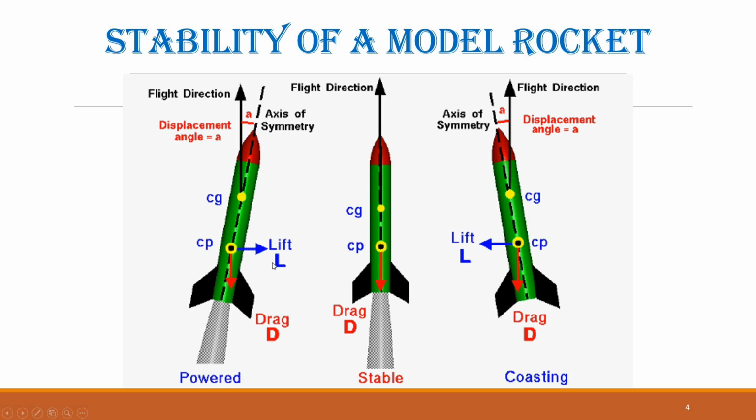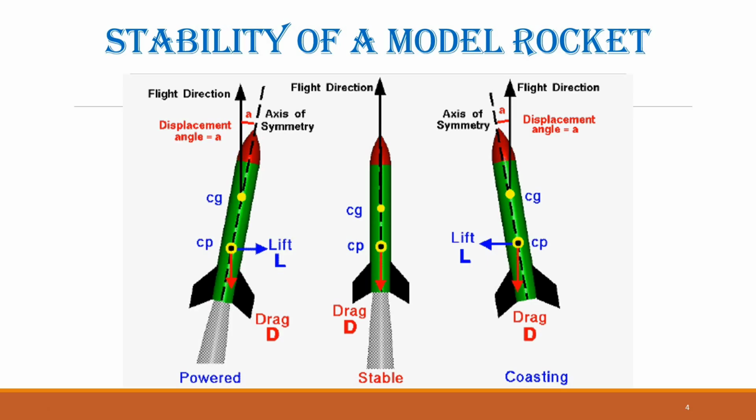For the powered rocket, both lift and drag produce counterclockwise torques about the CG. This causes the tail to swing to the right while the nose moves left. For the coasting rocket, the forces produce clockwise torques, making the tail swing left and the nose move right. In both cases, the combination of lift and drag acts as a restoring force, bringing the rocket back toward its intended flight direction.